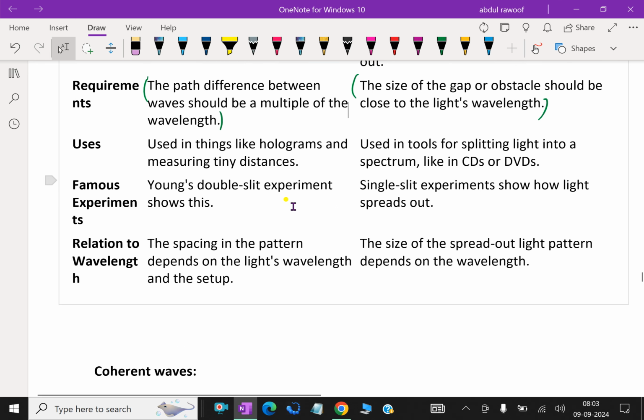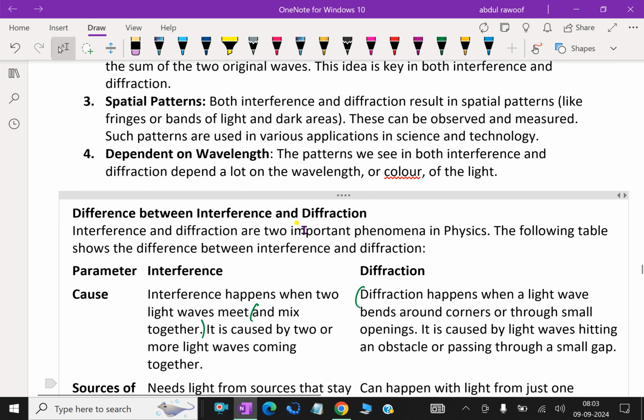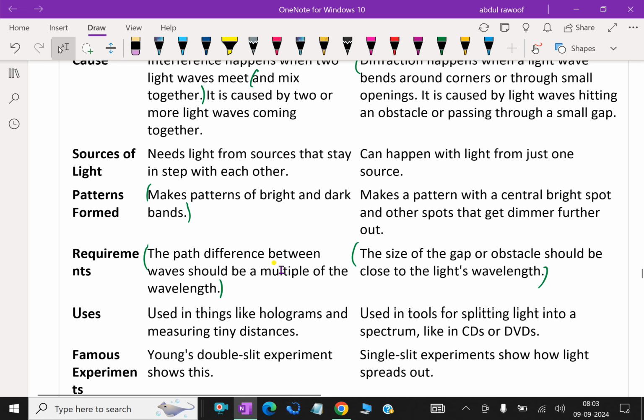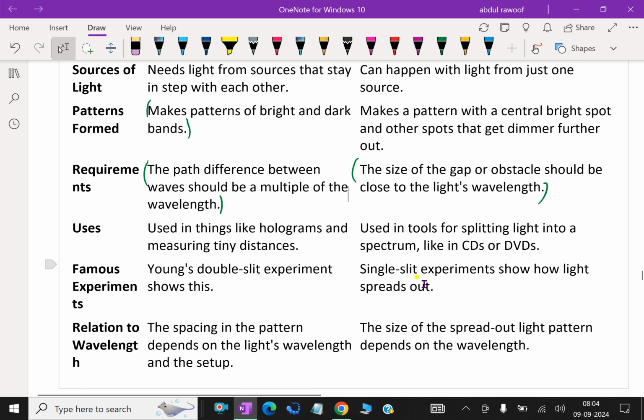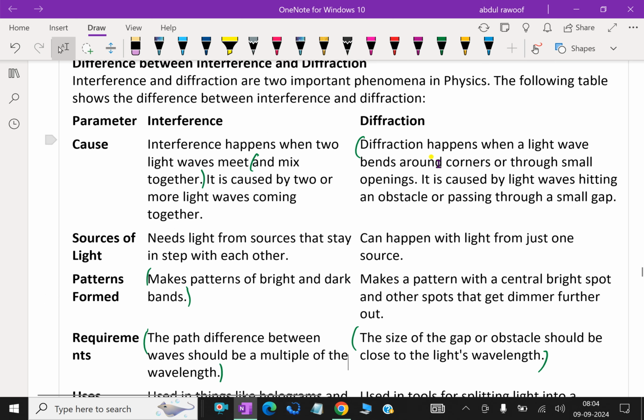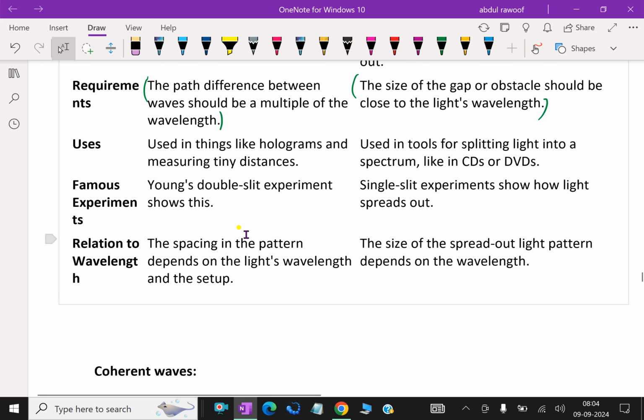Young's double slit experiment is for interference. The single slit experiment shows how light spreads out. This is for diffraction. The spacing in the pattern depends on the light's wavelength and the setup. But here, the size of the spread out light pattern depends on the wavelength.